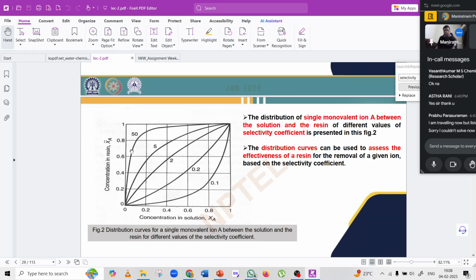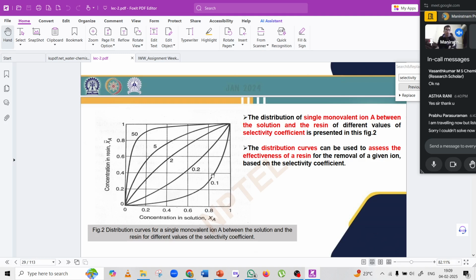If the concentration in resin is very high, then we can comment that yes, our treatment has occurred and the concentration in water will be very low. Suppose we treated something and found the concentration in resin is very high but the concentration in solution is very low. If that is the case, then most of the contaminant which was in the water has been treated, so the concentration of that contaminant would be very low.